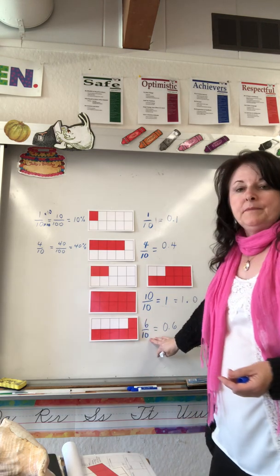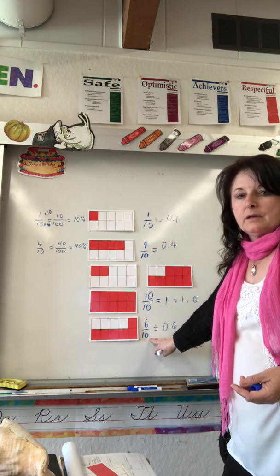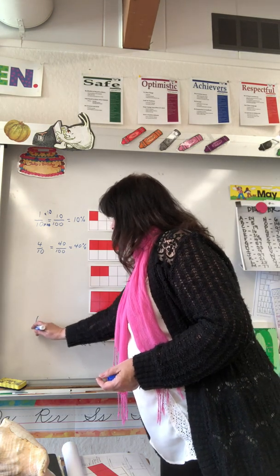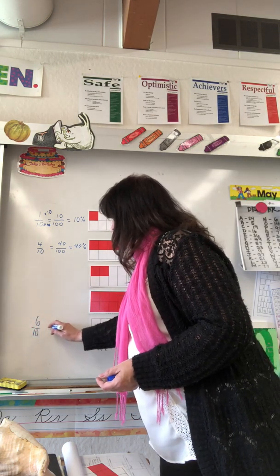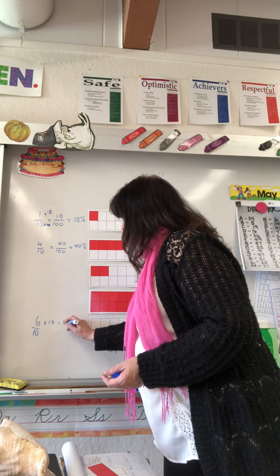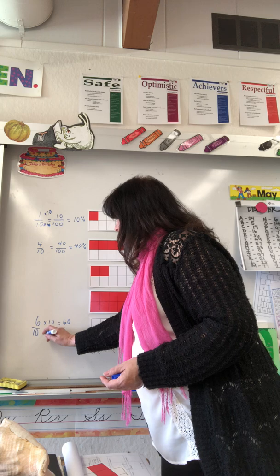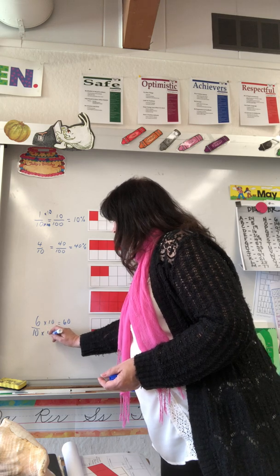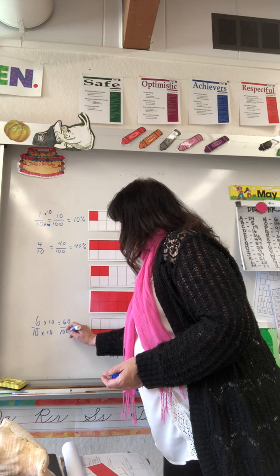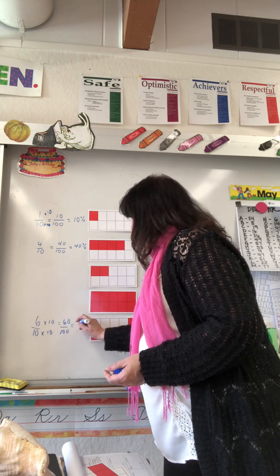Try this one. Okay, so you've got your 6 over 10. You multiply your numerator times 10. It's going to give you 60. You multiply your denominator times 10. That's going to give you 100. And 60 over 100 equals 60%.